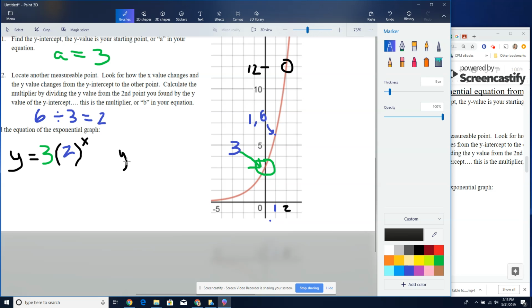So y equals 3 times 2 squared. Plug in my 2. 2 squared becomes 4, so that's going to be 3 times 4. And 3 times 4 is 12. And that's what we were expecting it to be based on our graph. So I can confirm that our equation is correct.